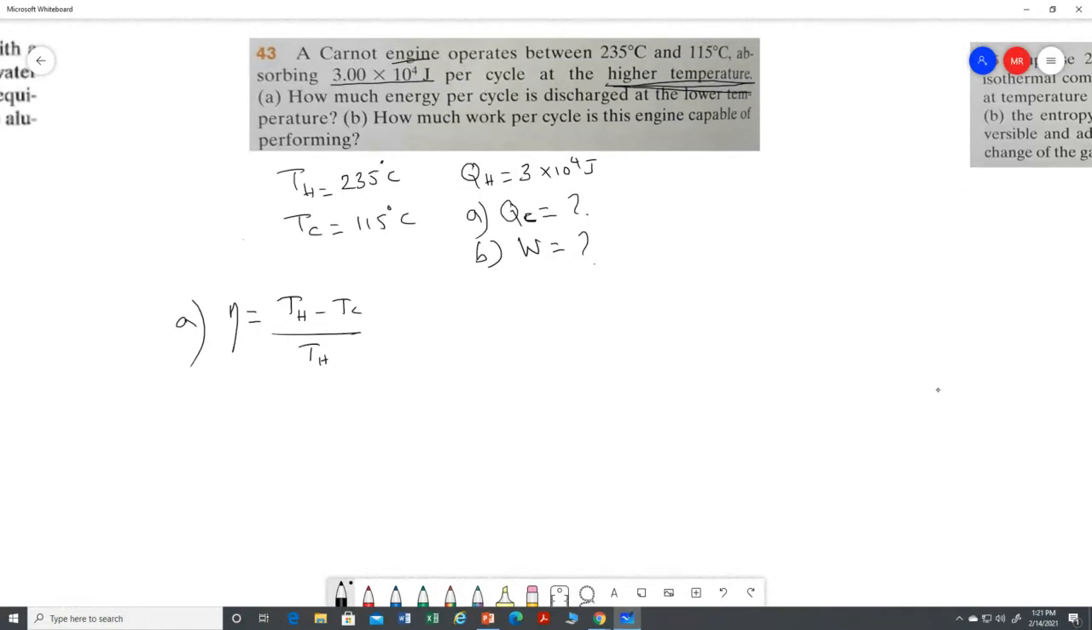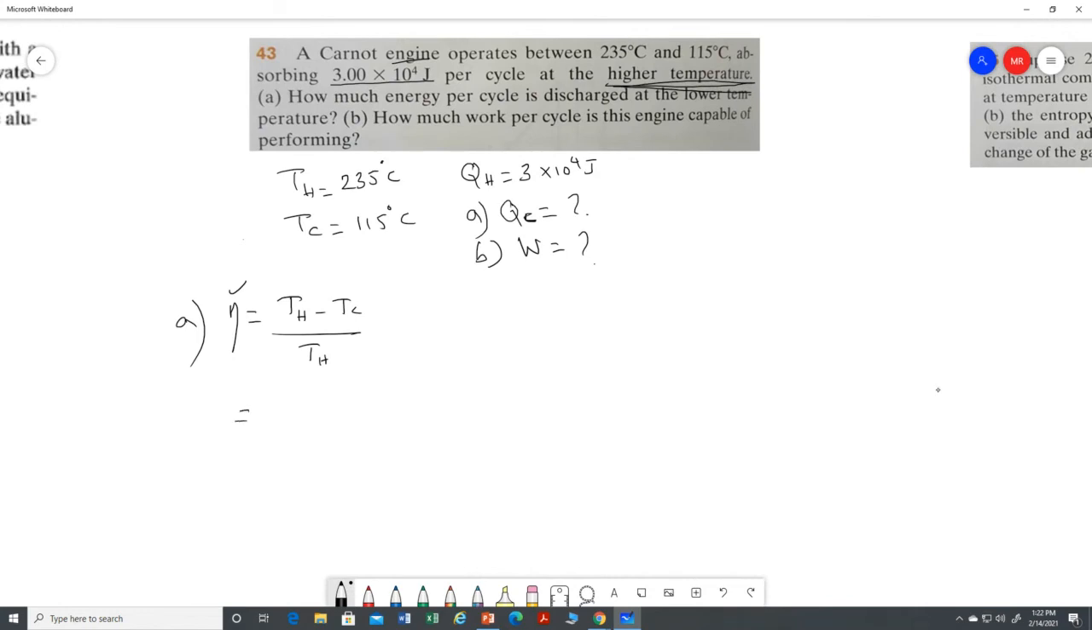So now, if you want to find the answer for the energy from the lower temperature reservoir, you need the information about the eta. Am I right? So with the help of the temperature, first I am going to find the eta, and after that I am going to use this eta to find the answer for the low temperature energy. Clear? Okay. Could you please substitute the value?